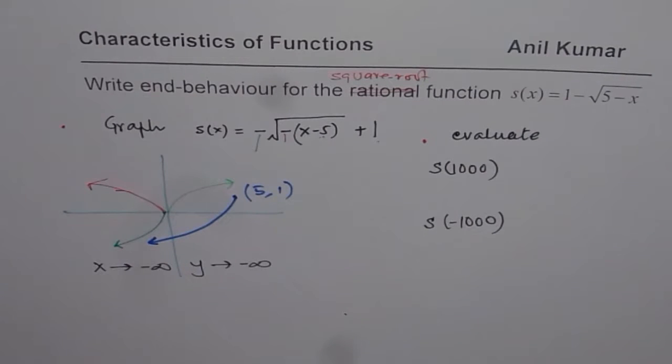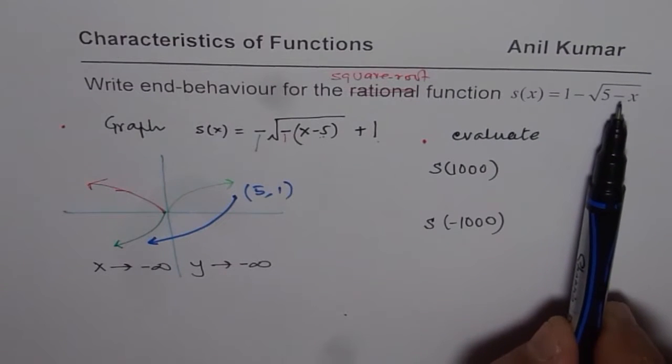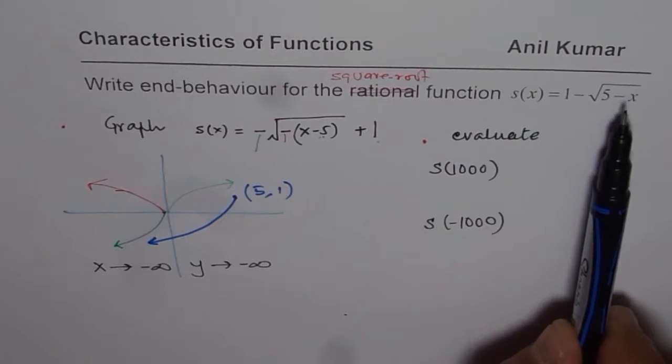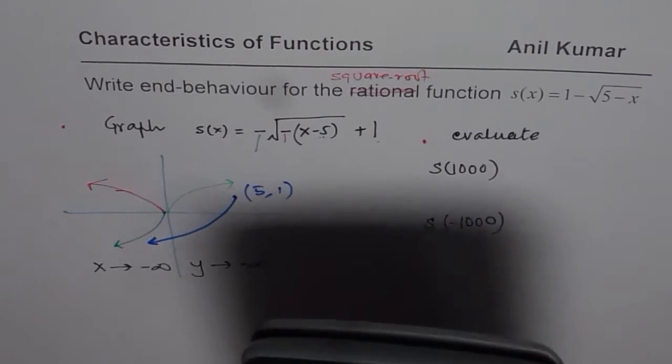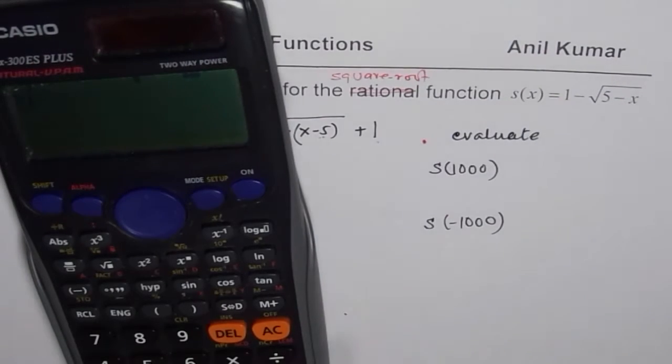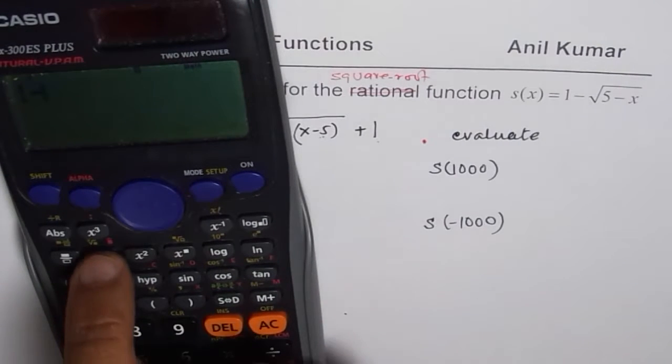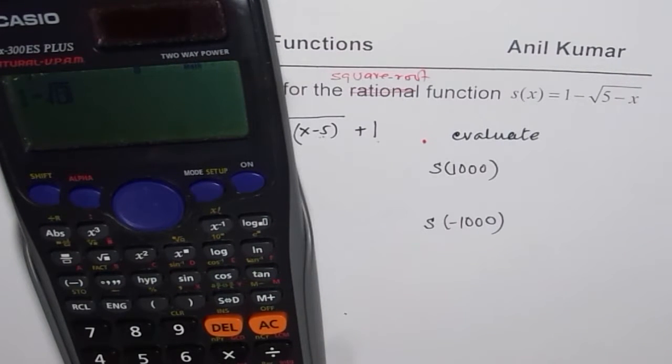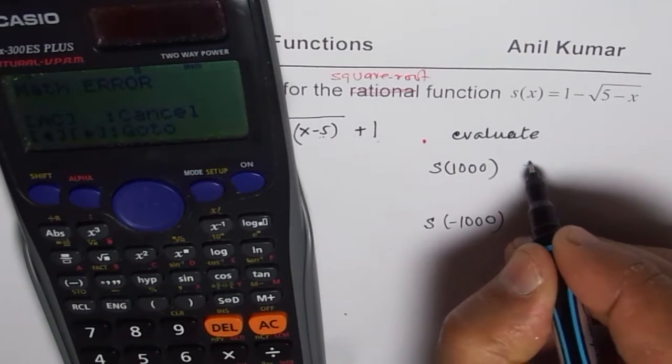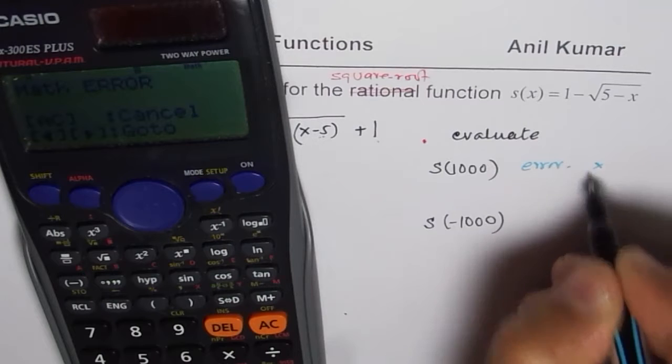So if I do minus 1000, this becomes plus, right? So let's do it. So what we have here is 1 minus square root of 5 minus, and we are putting 1000 first. So 5 minus 1000 is negative, so it gives an error, right? So we get an error in this case, so that is not possible.